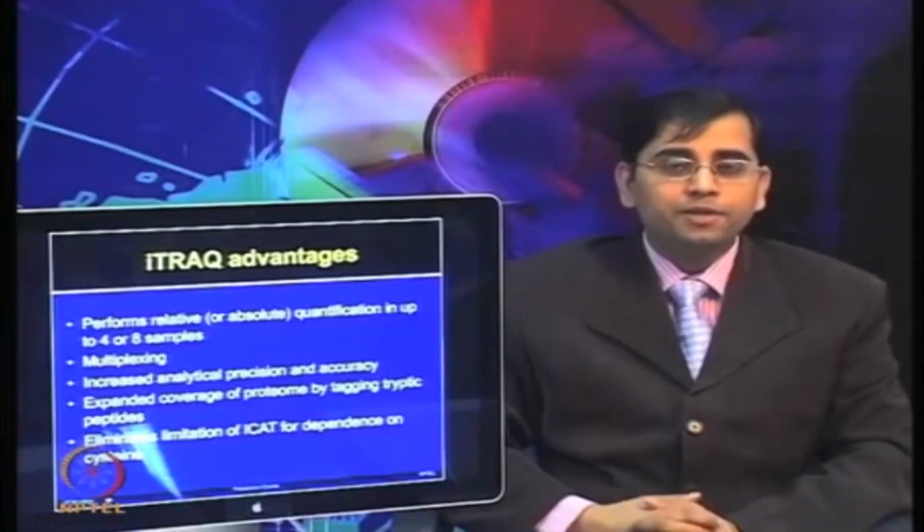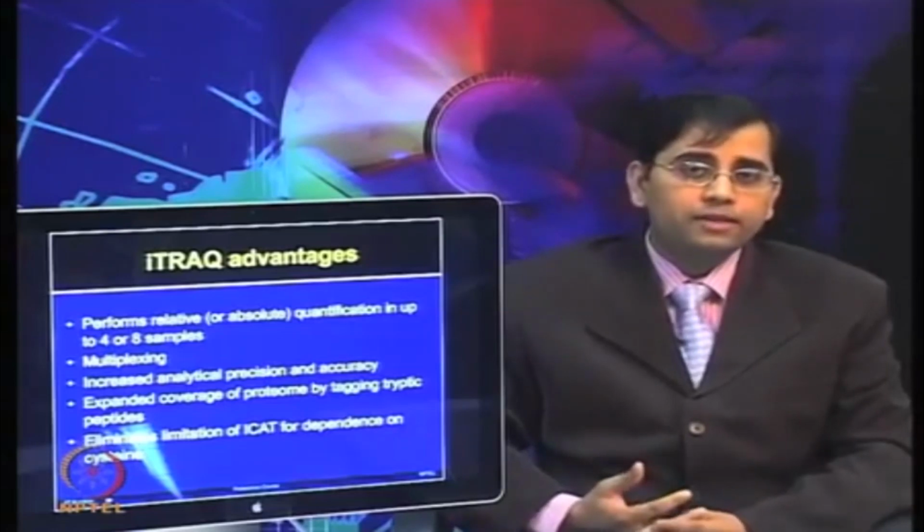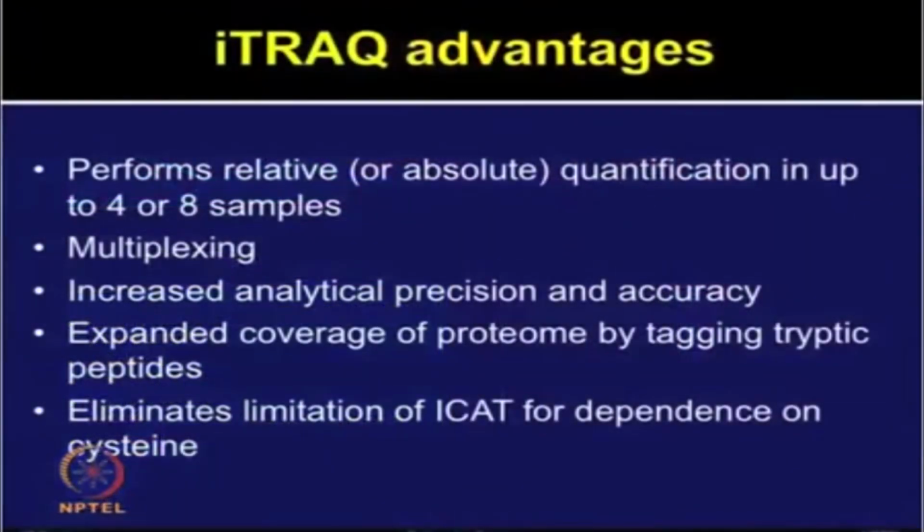Okay, so I hope the animation was informative and now you are able to understand all the steps involved in the iTRAQ experiment. So, now let us talk about the advantages of using the iTRAQ method. This method performs relative and absolute quantitation in up to 4 or 8 samples. It gives good multiplexing capability. It increases the analytical precision and accuracy. Expanded coverage of the proteome can be obtained by the iTRAQ method by tagging the tryptic peptides.